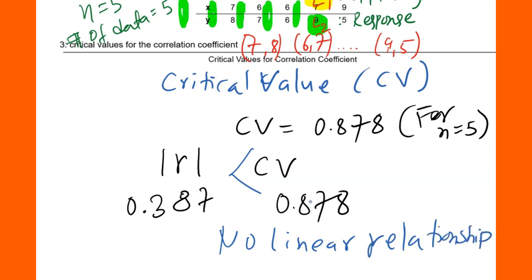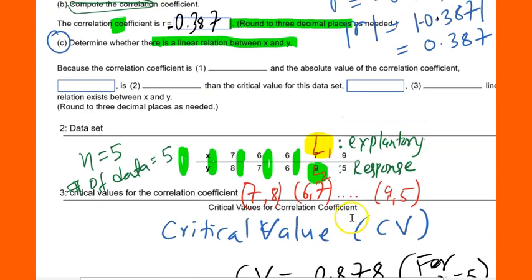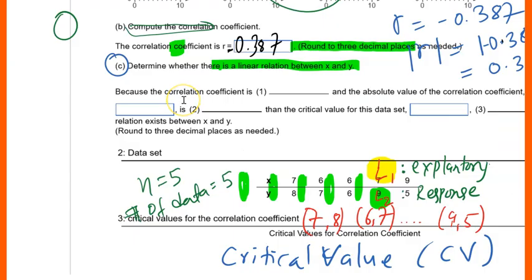In other words, there is a linear relationship only if the absolute value of R is greater than the critical value. But since here it is less than the critical value, there is no linear relationship. How do you answer the question?